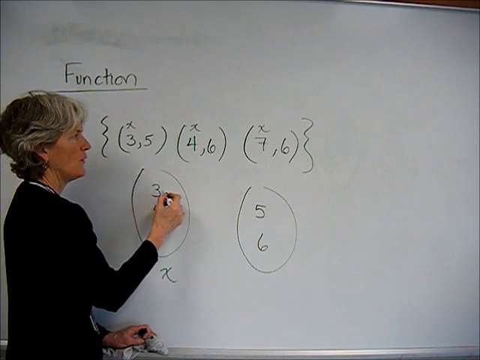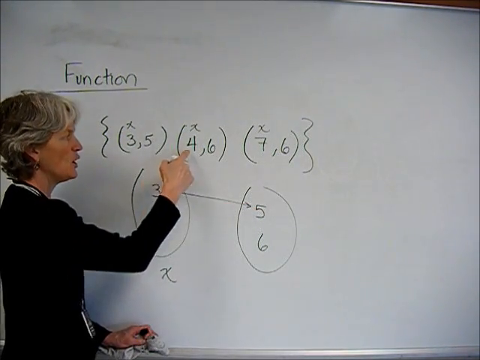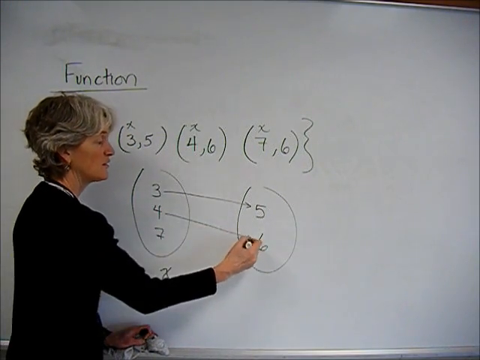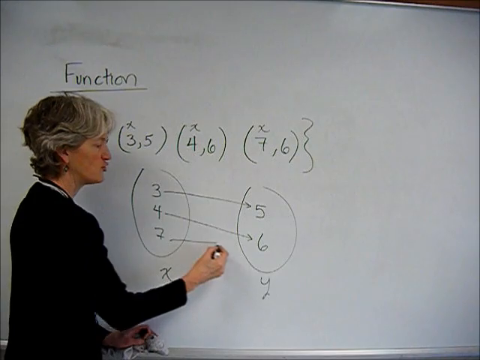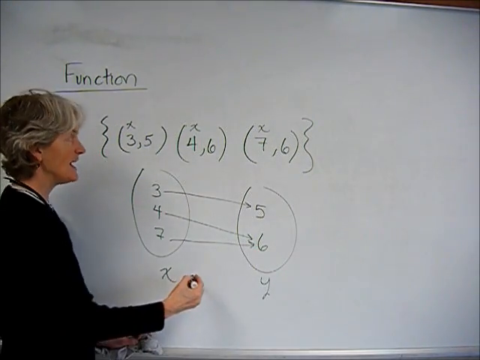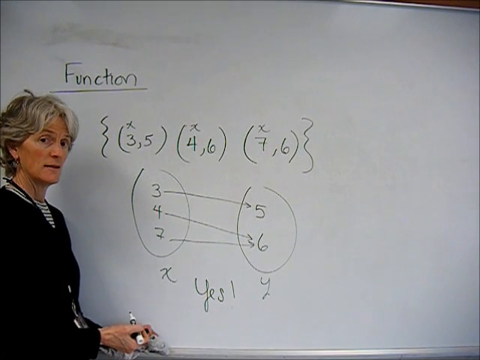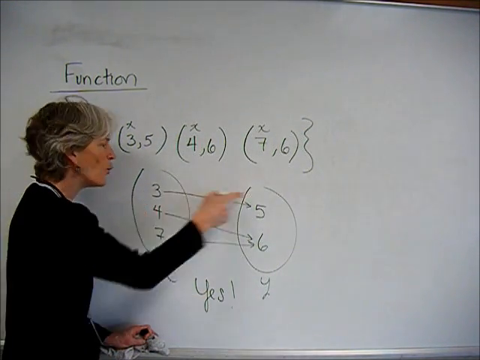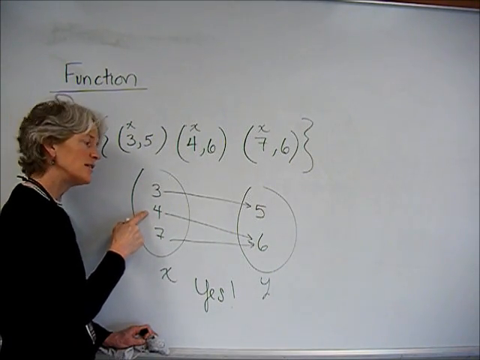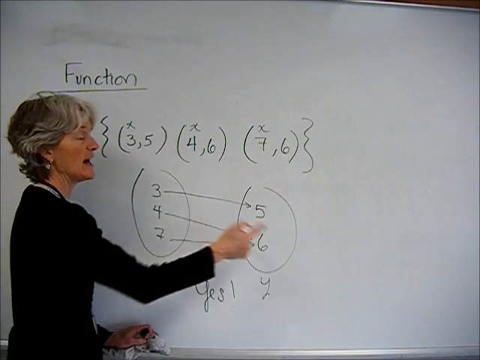Where does the 3 go? It just goes to 5. Perfect. So far, so good. Where does the 4 go? It just goes to 6. Perfect. Where does the 7 go? It just goes to 6. Okay, yes, this is a function. This is a function because when I put 3 into my function machine, I just get out one thing. When I put 4 into my machine, I get out a 6, and just a 6. When I put a 7 in, I get out a 6.